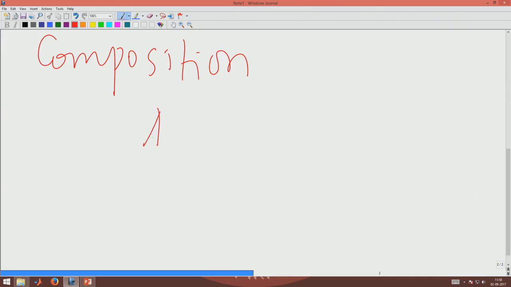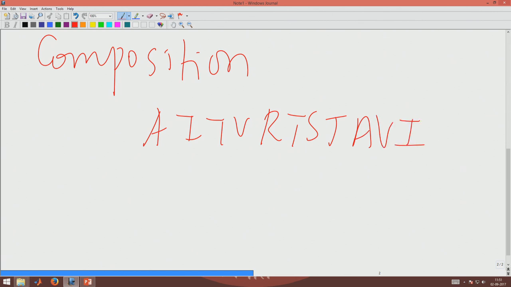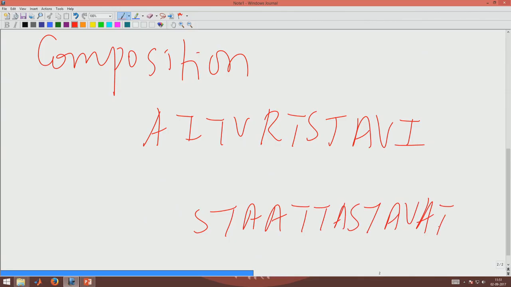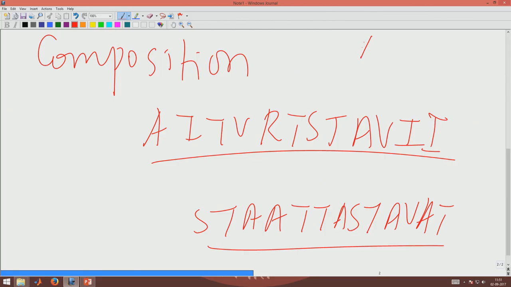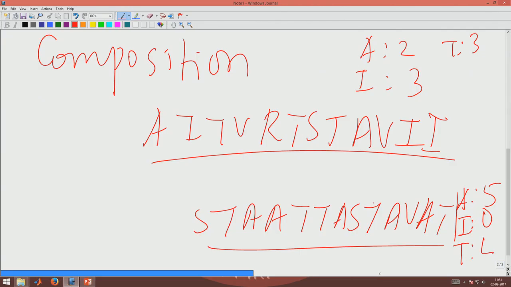So if you have a sequence, for example this sequence, and there is another sequence like this. If you look at the sequences, there are some specific preferences of amino acid residues. If you see the first sequence, which residue is highly preferred? Can you see how many times A occurs? 2 times, I 3 times, T 3 times. In this sequence, how many times does A occur? 5 times, I 0, T 4 times, 1 2 3, this is T, then this is 5 times.